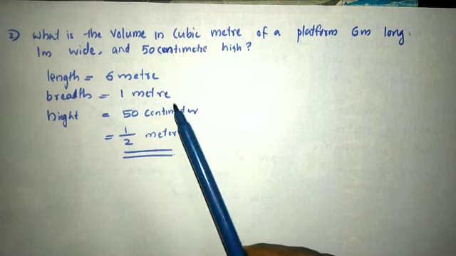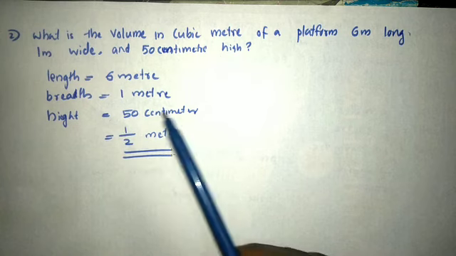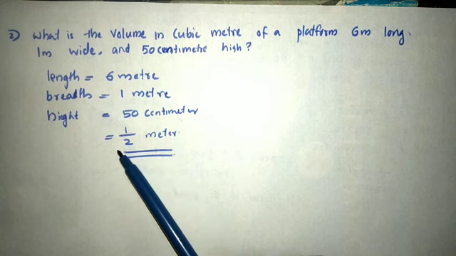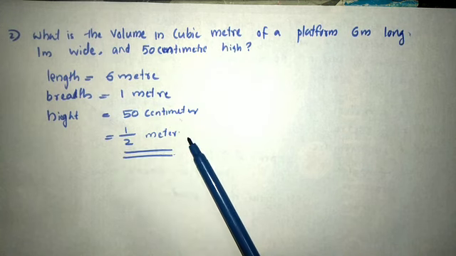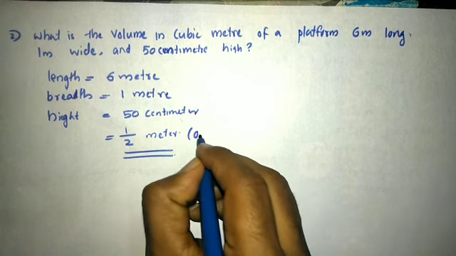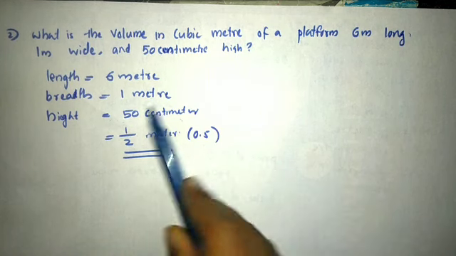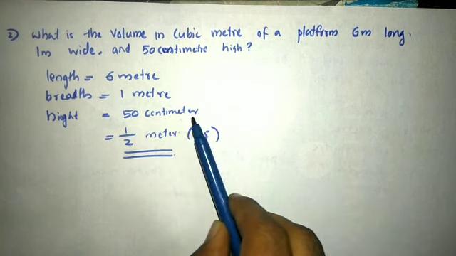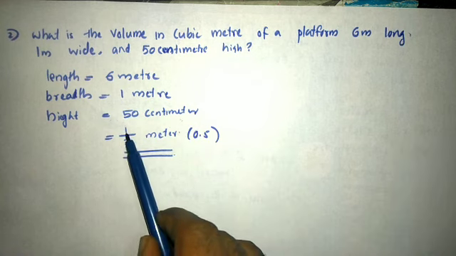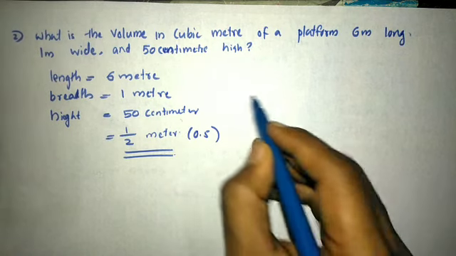At first we want to convert that into meter. So what is 50 centimeter? 50 centimeter is equal to half meter, or you can write 0.5 meter. This is clear. 100 centimeters is equal to 1 meter. Therefore, half meter is equal to 50 centimeter. You got it? Now we can find out the volume.